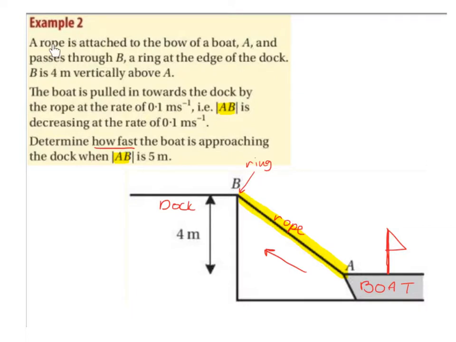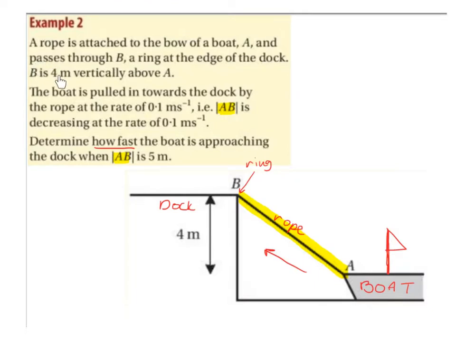Example 2. A rope is attached to the bow of a boat A. So here we have the boat A, and here's the rope that's attached to it, and passes through B, a ring at the edge of the dock. So there's a ring here at the edge of the dock. So this is the dock. So here's the boat, here's the dock, and here is the rope attached.